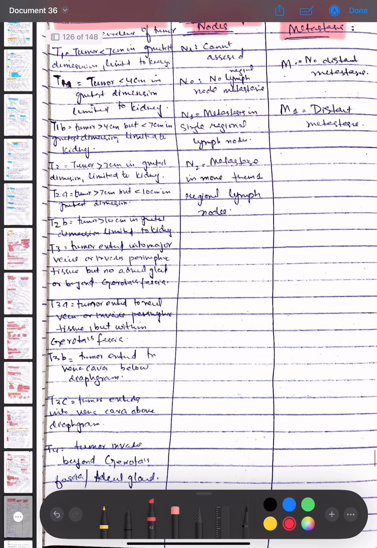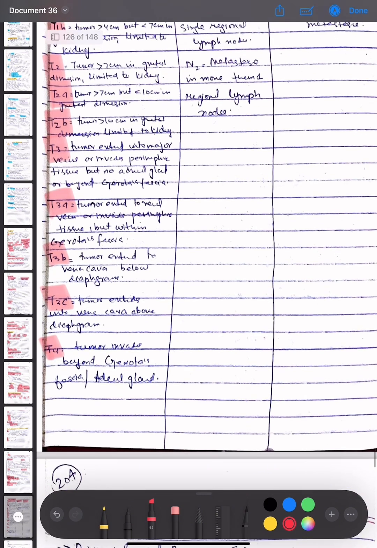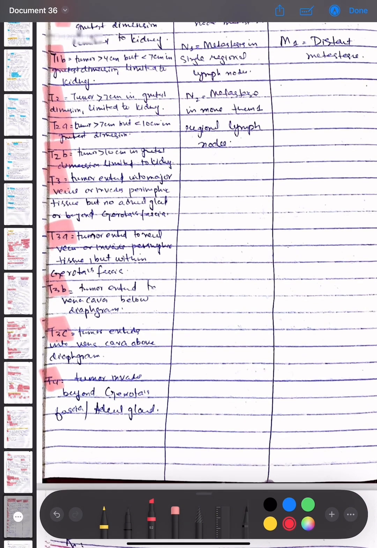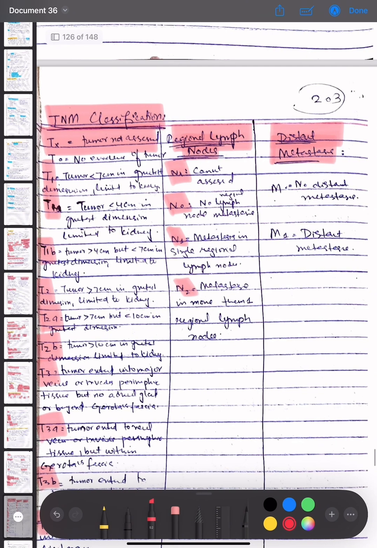Okay. So T1A, T1B, T2A, T2B, then T3, T3A, T3B, T3C, and T4. These are the tumor classification. The T4 is tumor invades beyond Gerota's fascia or adrenal gland. The N0, N1, and N2 are present, and the distant metastases are M0 and M1.